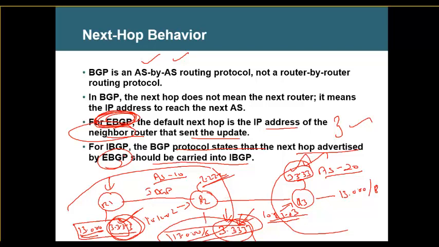For IBGP, the BGP protocol states that the next hop address advertised by eBGP should be carried into IBGP, which means router 2 cannot put its own address. Usually, protocols like OSPF and EIGRP put their own address. But this is not an IGP protocol, this is BGP. BGP is an AS by AS routing protocol. So router 2 cannot put its own address. It has to simply carry the address given by eBGP. That's what you see here.